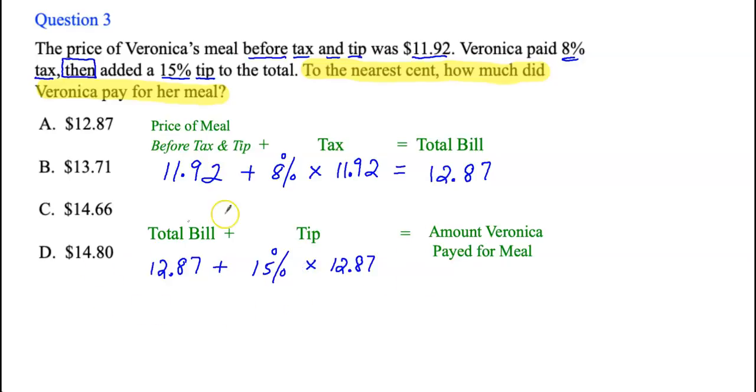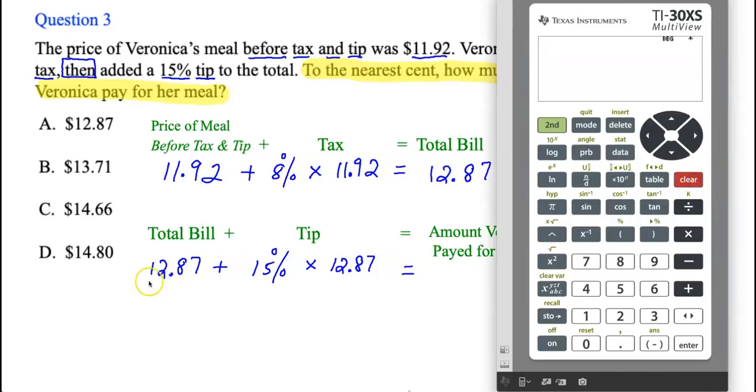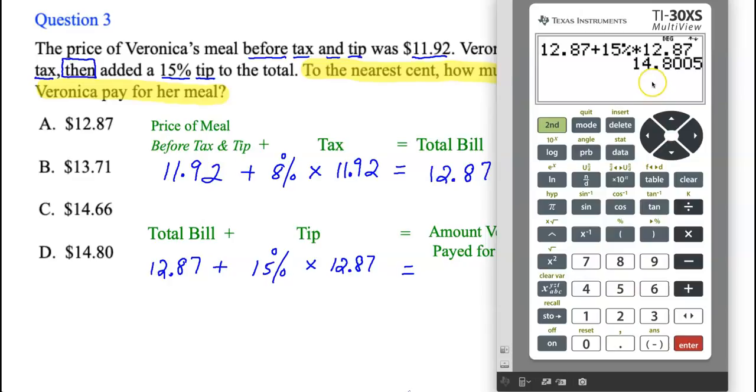Now I'll punch this piece in the calculator to get the amount that Veronica paid for her meal. Clear? $12.87 plus 15%, percent's here again, times $12.87. Hit enter, and we get about $14.80.